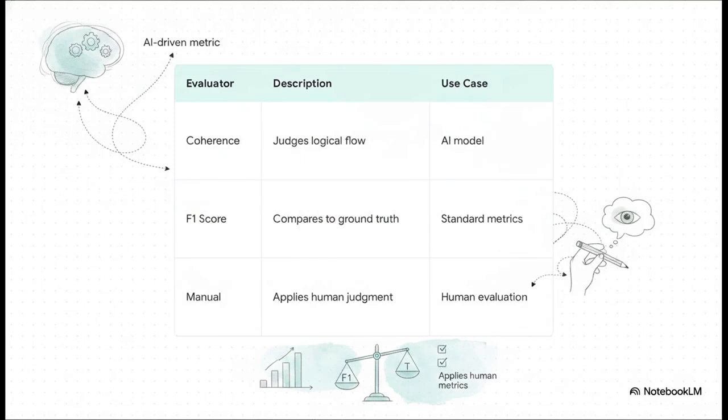But how do you actually measure that performance? Well, you have to choose your evaluator carefully. If you need to judge the structure and logical flow of ideas, use coherence, which actually uses an AI model to grade it. Pretty cool, right? But if you need to compare generated responses to a strict ground truth using standard metrics, you'd use the F1 score. And of course, keep in mind that manual evaluations are always there for applying that necessary, nuanced human judgment.